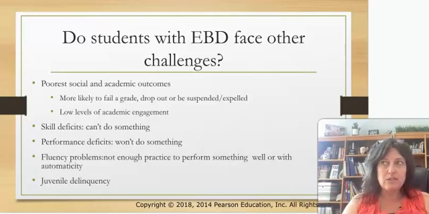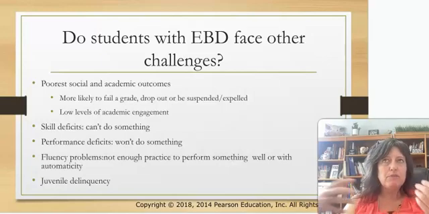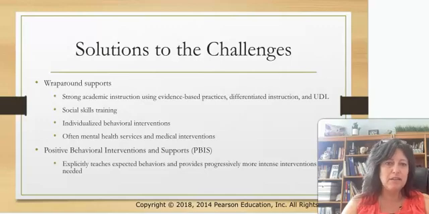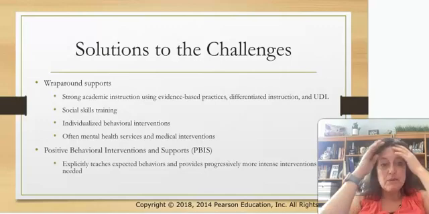So you can have these areas where they just haven't had training. And then it could be performance deficits where they're just like, I'm not going to do it. And then they also have fluency problems because they are in and out of classrooms because of behavior issues. They don't have enough practice to really perform a skill to the point where it becomes automatic for them. And these students are also going to be in places like juvenile delinquent centers and things of that nature as well. So what are some of the ways we can help these students?